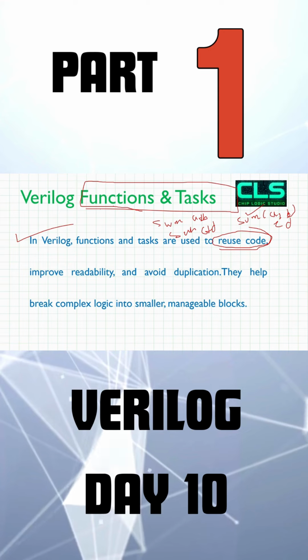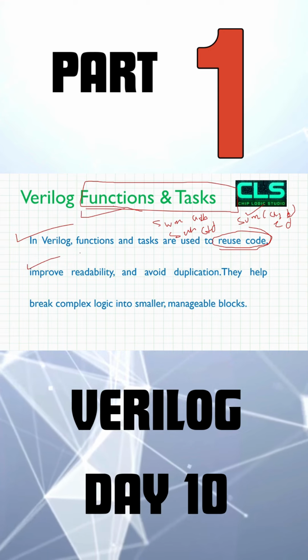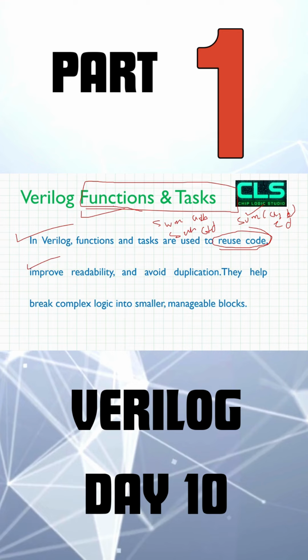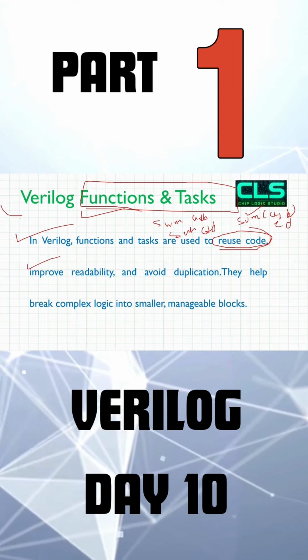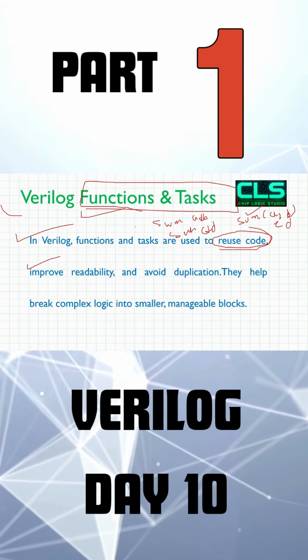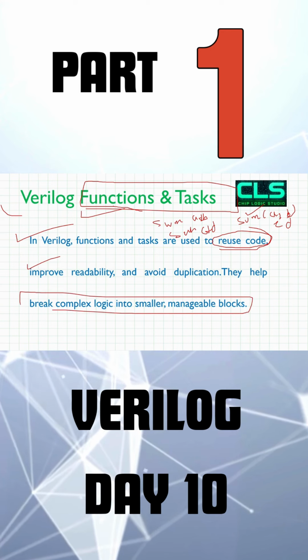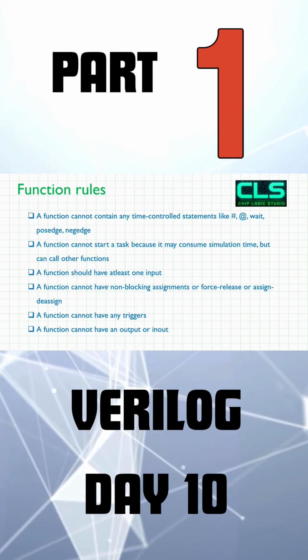This reusability can be achieved with function and task. It improves readability, because we can use the same thing with the help of an always block or initial block. Because of this, reusability is increased. You can write this outside of our module, so it is easy for writing code. For writing more complex code, we need function and task. So let's see what function and task are.